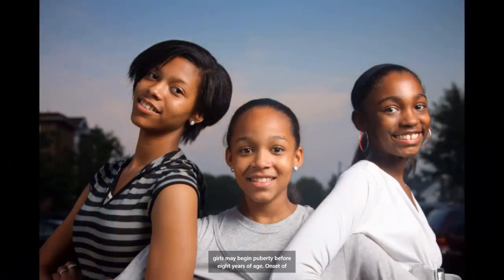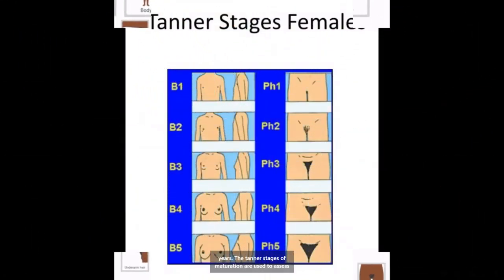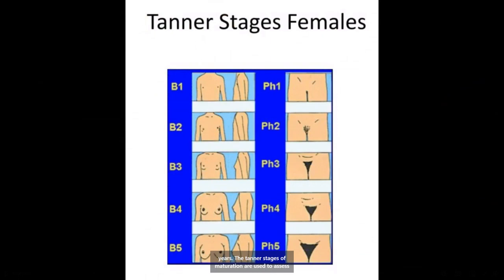African American girls may begin puberty before 8 years of age. Onset of menses correlates with estrogen release by the hypothalamic pituitary ovarian axis. Budding at the breast occurs first, followed by development of pubic hair. Onset of menses follows breast budding by approximately 2 to 3 years. The Tanner stages of maturation are used to assess pre-adolescent and adolescent females. So here is the Tanner staging, female pubic hair.